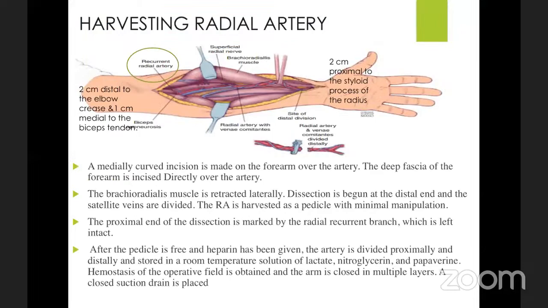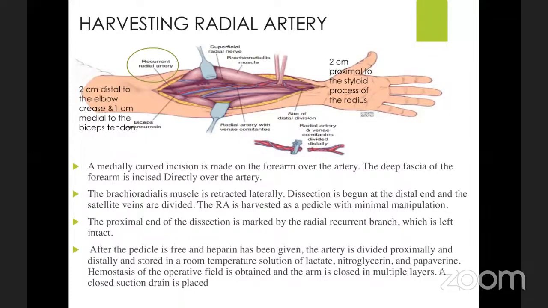So we'll talk about harvesting the radial artery. A medially curved incision is made on the forearm over the artery. The deep fascia of the forearm is incised directly over the artery. The brachioradialis muscle is retracted laterally. Dissection is begun at the distal end and the satellite veins are divided. The radial artery is harvested as a pedicle with minimal manipulation. The proximal end of the dissection is marked by the radial recurrent branch, which is left intact.